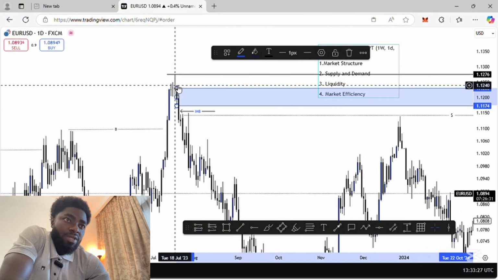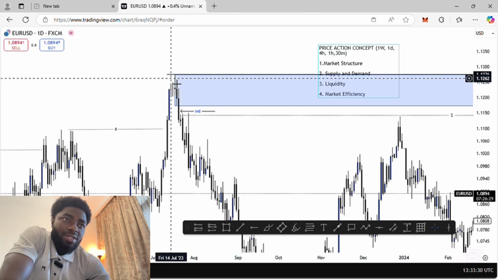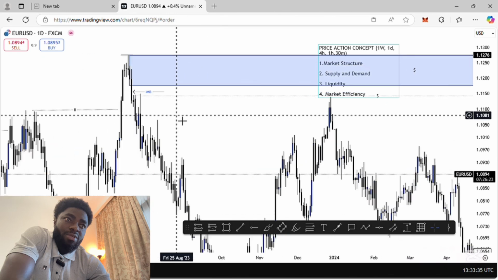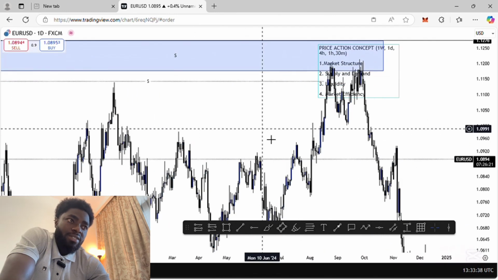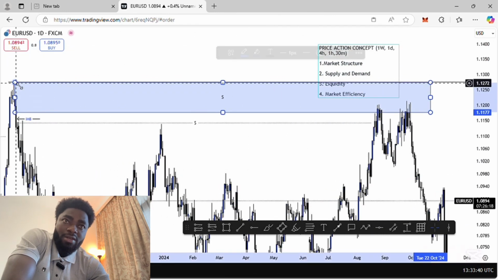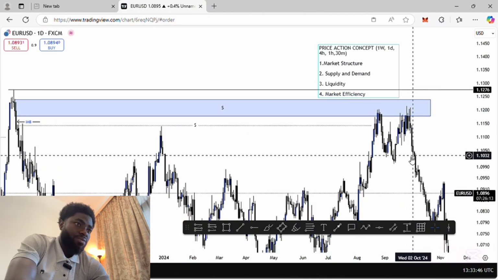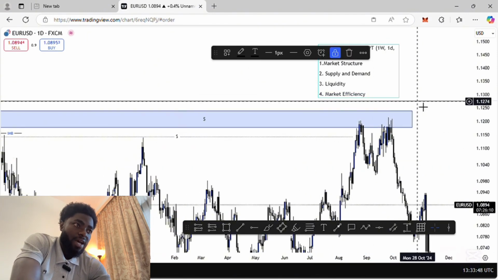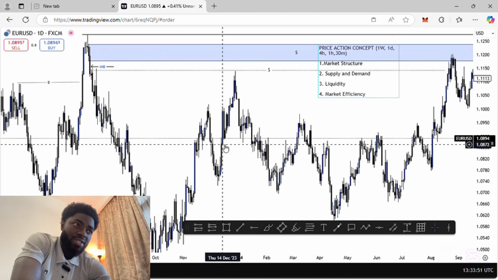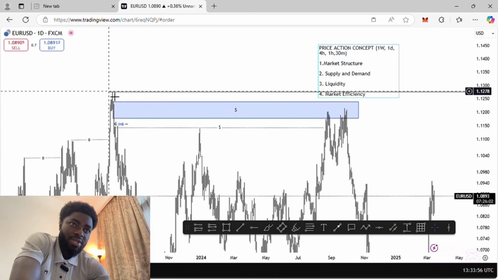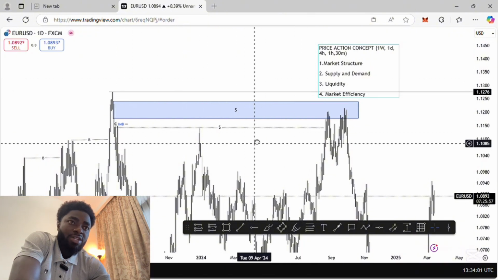But to be on the safer side, you could have marked the whole of this high here. Technically this is the supply zone, and this high shouldn't be breached. If we break this high, that means a shift in price, we've had a new shift. If we break this high, then we have a new shift. We would have had a new shift at the top here.